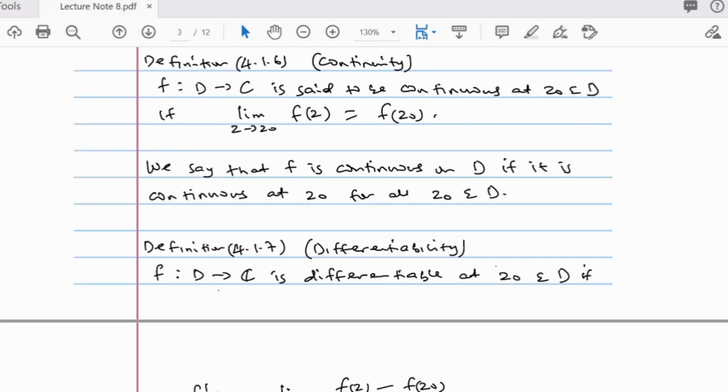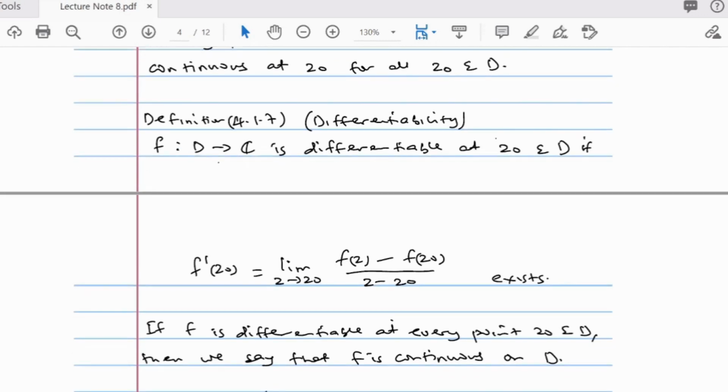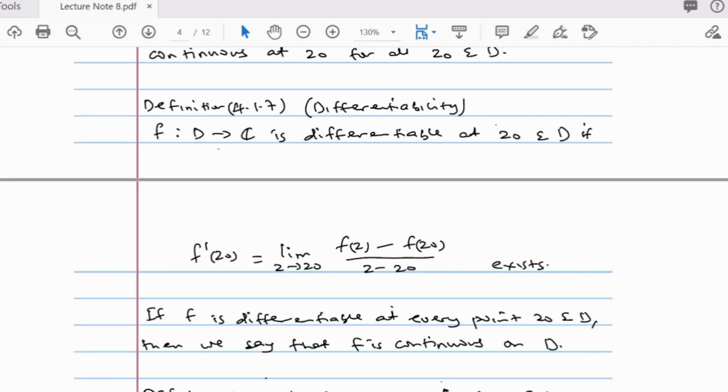So another useful thing you talk about is the notion of differentiability. Continuity, differentiability. So we also have a complex function. The complex function maps the domain, which is D, to a set of complex numbers.